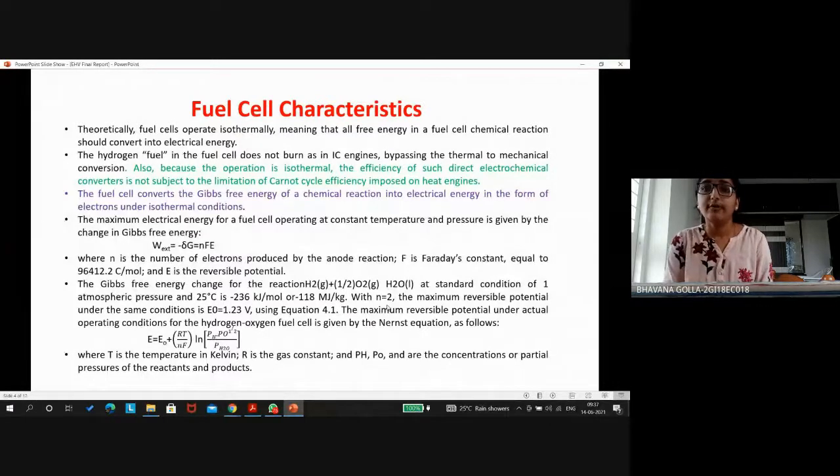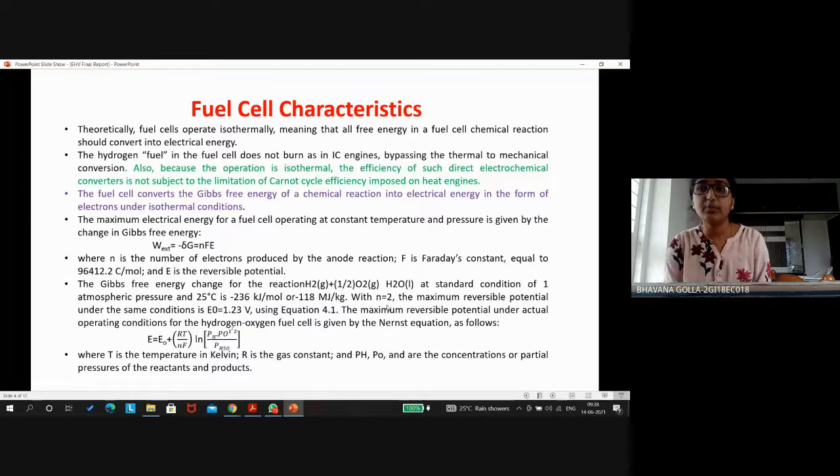So when we take this particular reaction, that is H2 plus half O2 gives you water, at standard condition, in the sense that pressure is 1 atmosphere and temperature is 25 degrees Celsius or 298 Kelvin, then we have a maximum electric energy of minus 236 kilojoule per mole.